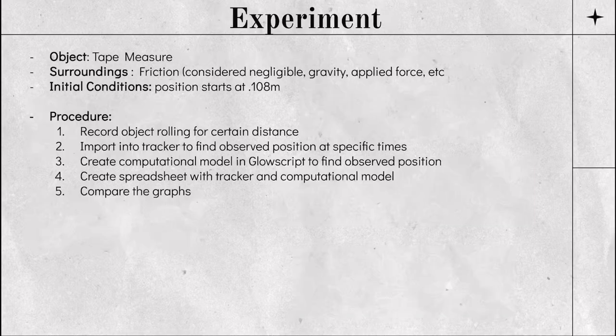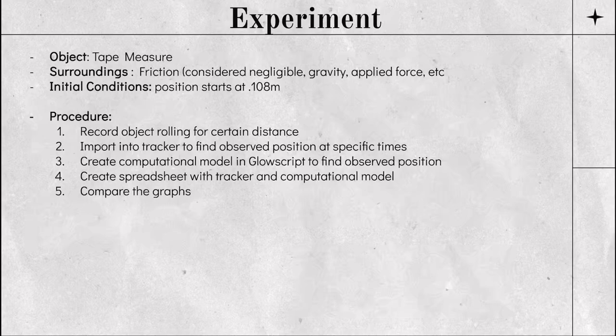So for the experiment, the object that we are measuring is a tape measure, and that's the object that's rolling. The surroundings are friction, which we consider negligible for this experiment, gravity, applied force, and then anything else. The initial condition is that the position starts at 0.108 meters, which is where Tracker initially starts tracking the object. And the procedure is that we start by recording the object rolling at a certain distance.